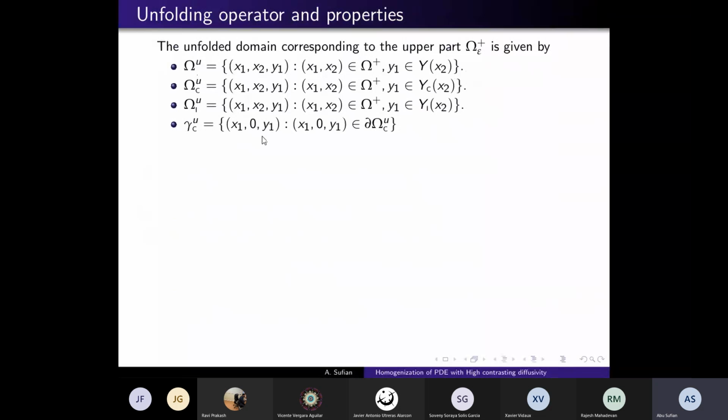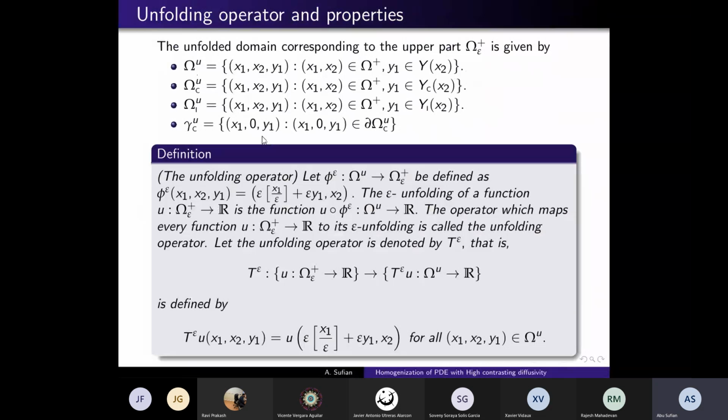Now we will give the definition of the unfolding operator. This unfolding operator is a map which maps a function from omega epsilon plus to R to a function going from omega u to R. So basically it takes a function from the oscillating domain to a function in the fixed domain, and it is defined as T epsilon u (x1, x2, y1) equal to u of (epsilon [x1/epsilon] + epsilon y1, x2), where [.] is the integer part, and epsilon [x1/epsilon] + epsilon y1 always belongs to the oscillating domain omega epsilon plus.